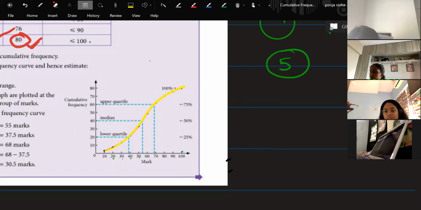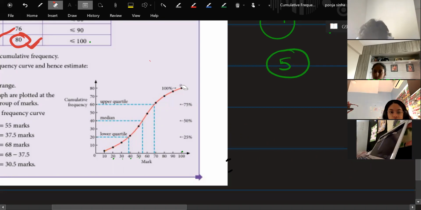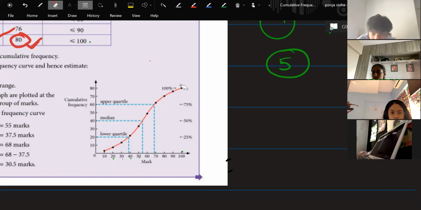If we do it slightly off, then we'll lose marks. You still have to be very, very accurate and be stable when you're doing it. So you need to focus when you're drawing this curve. Okay? Fifth point, any confusion?